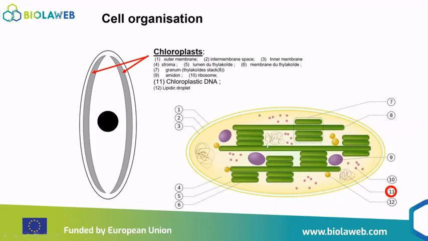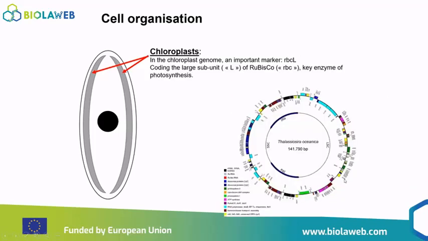In a chloroplast, you can have several genomes, and we are going to have a look at these genomes. Here is the genome of a particular diatom, Thalassiosira oceanica. It has been sequenced. It's a circular genome. All these different colors are in fact different genes.